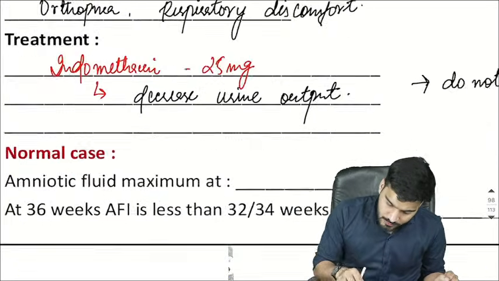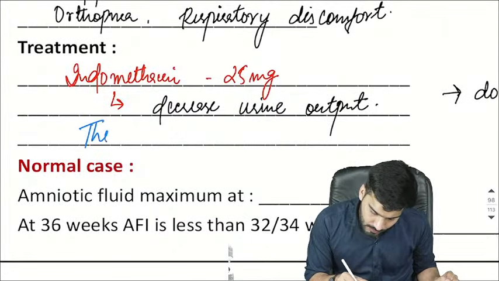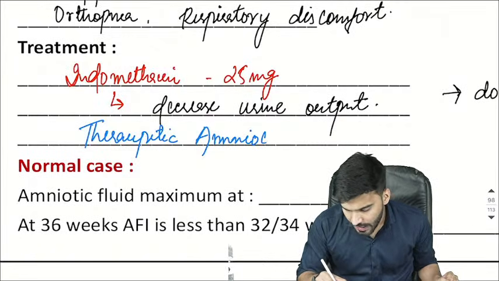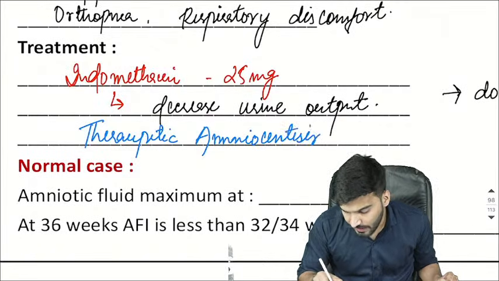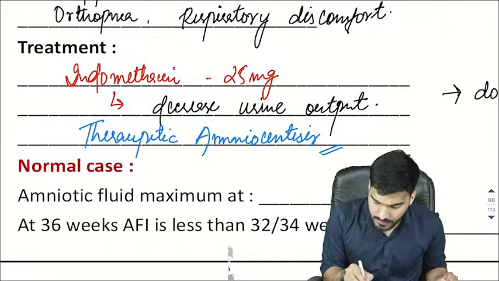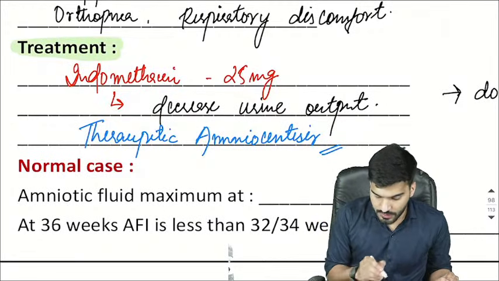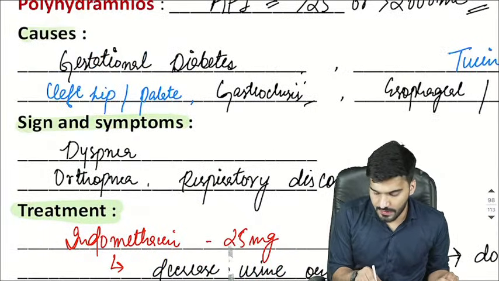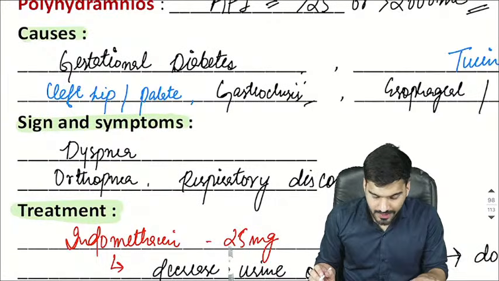And also, guys, we can go for therapeutic amniocentesis. Therapeutic means when you're using amniocentesis as a treatment. Okay, diagnostic means when you diagnose something. Now you will usually do this therapeutic amniocentesis when the AFI is more than 40.